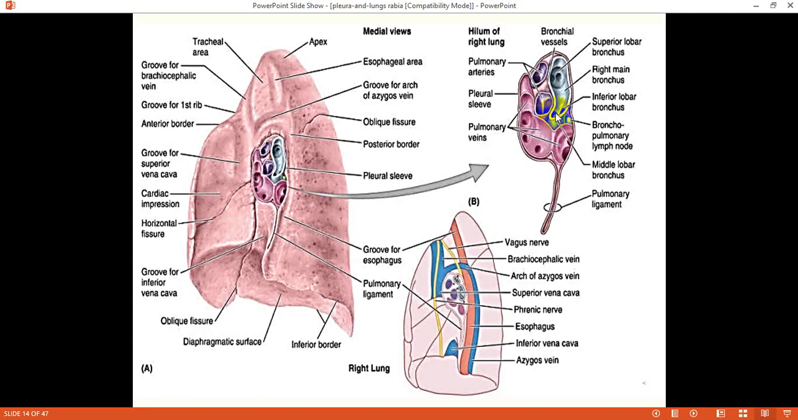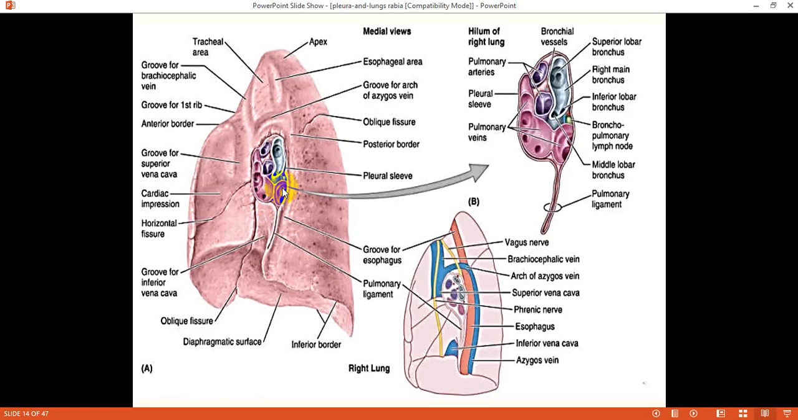You can observe that the bronchus is lying in a posterior plane along with the bronchial vessels, which are also lying posteriorly. Pulmonary artery is lying in the middle plane. The pulmonary veins, there are two pulmonary veins. The superior pulmonary vein is lying in the anteriormost part of the hilum, while the inferior pulmonary vein is lying in the lowermost part of the hilum.